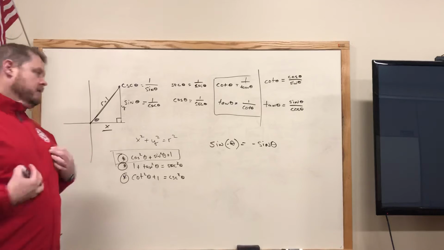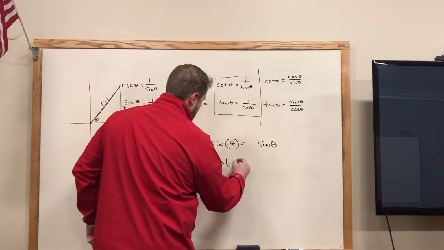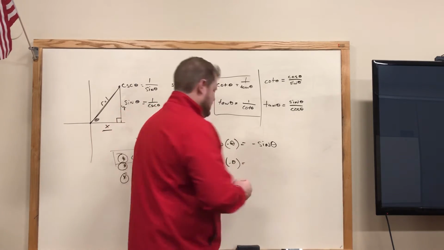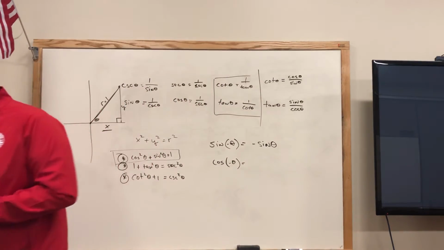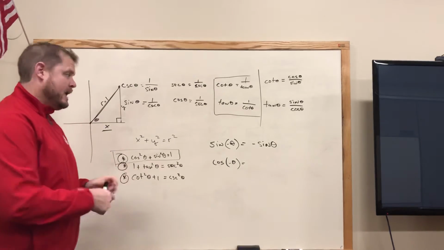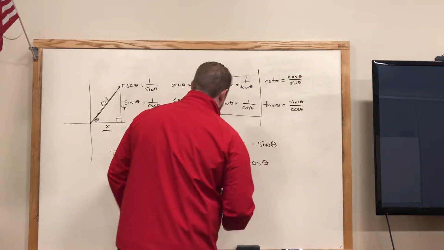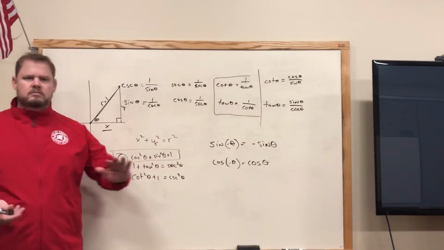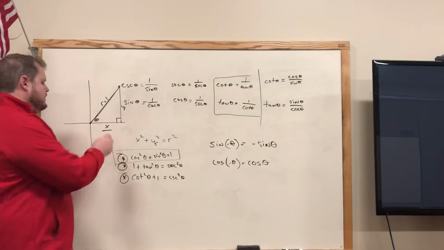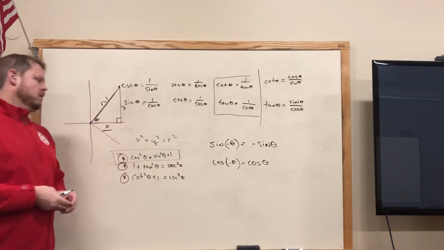Okay? Now, what happens if it's cosine of negative theta? Think this through for a second. If it's cosine of negative theta, what's going to happen? It's just going to come out and be just cosine theta. Why? Well, because it's on the x value, okay? And so therefore it's always going to be on that side.